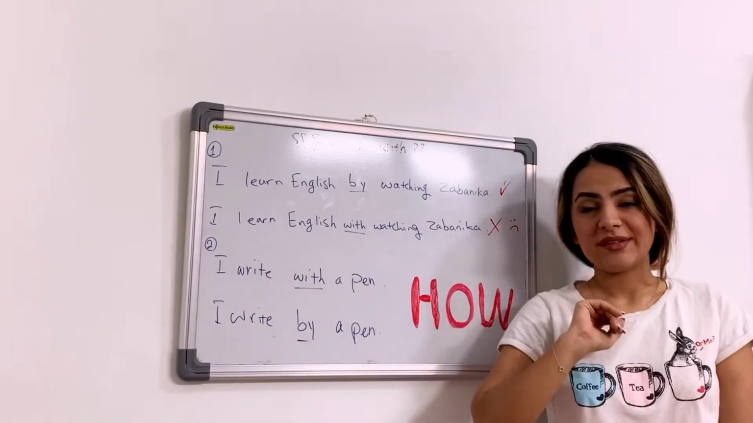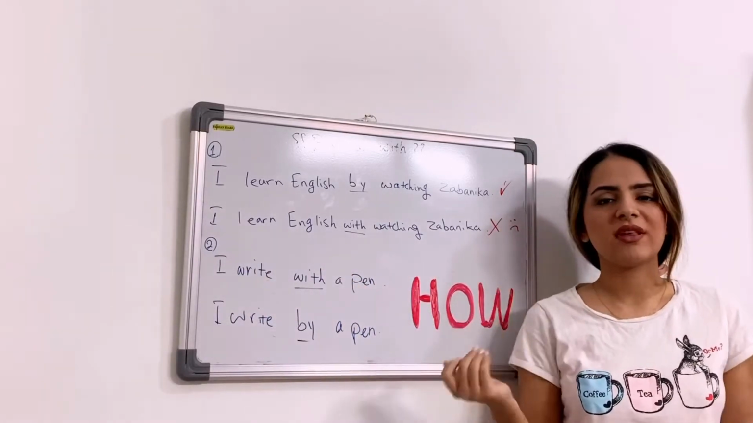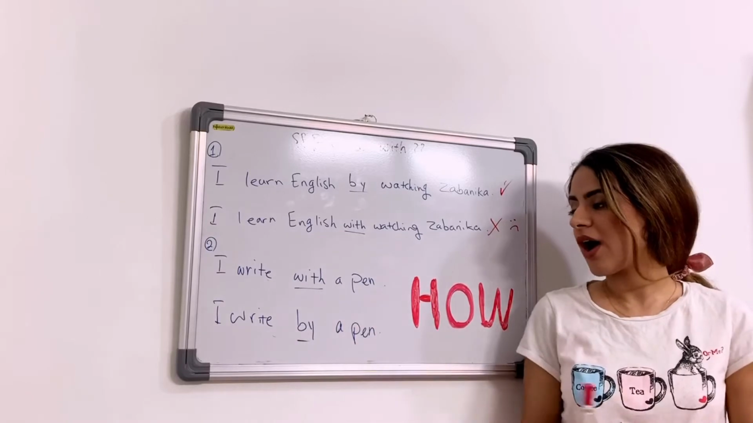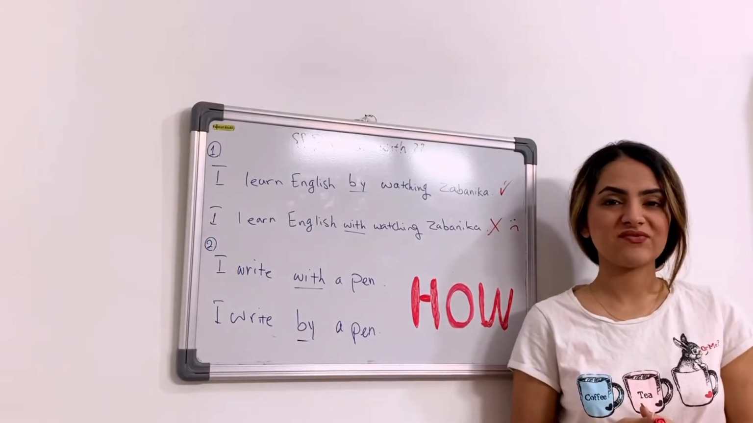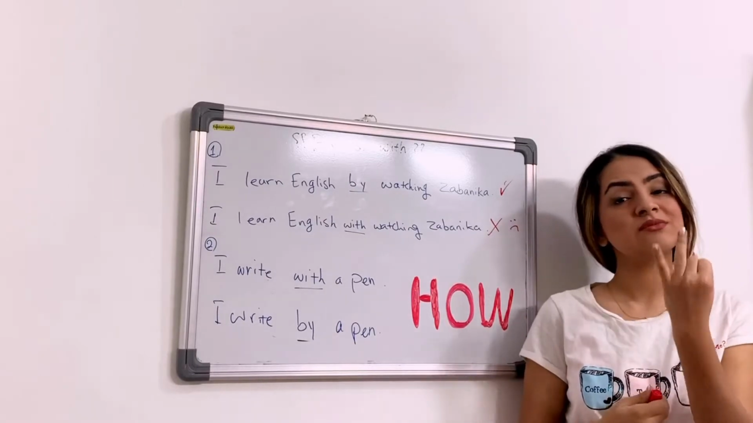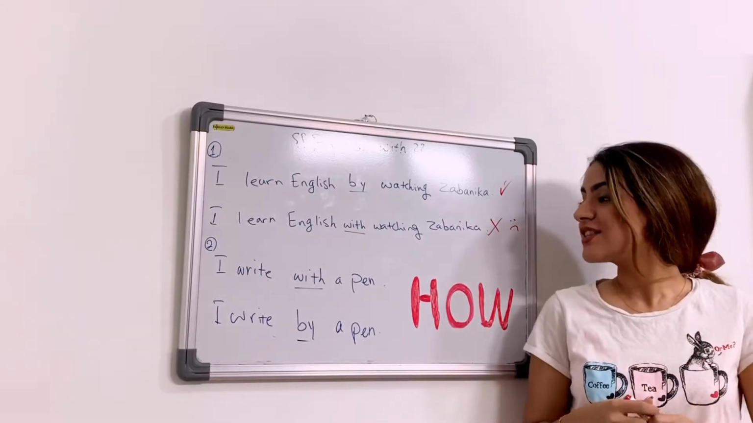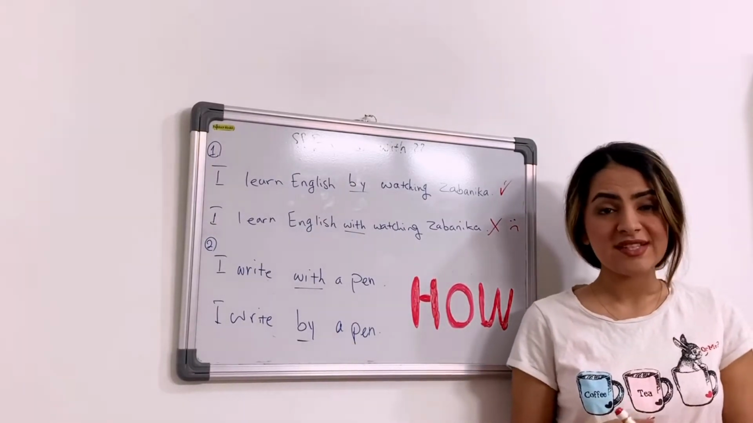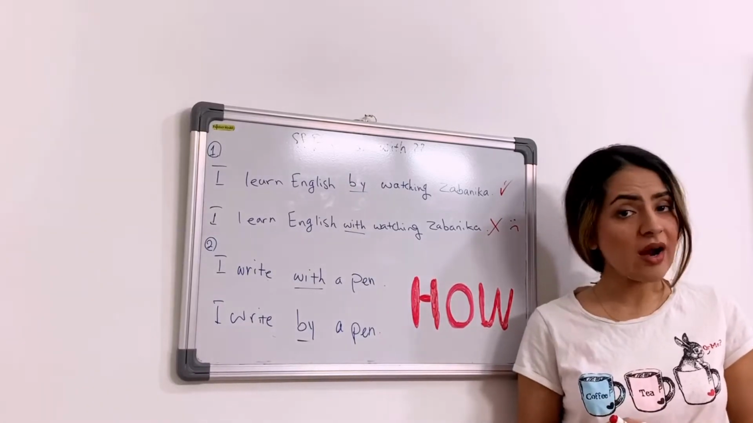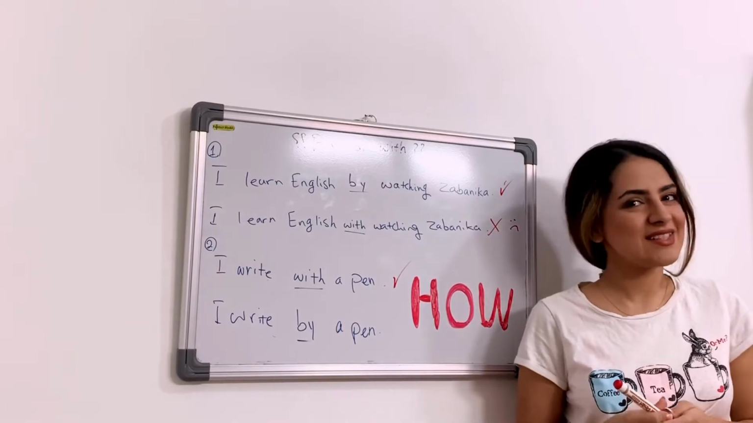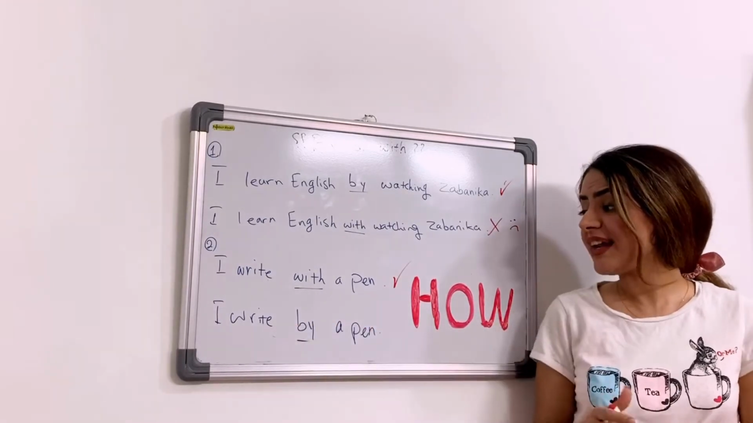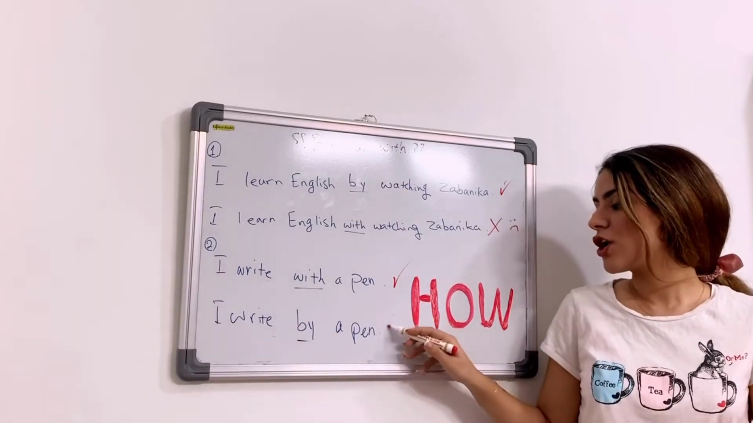The second one, I write with a pen. I write by a pen. Which one is correct? Good. So if your answer is I write with a pen, then you are correct. So in this case, with is a correct answer. And I write by a pen, no.